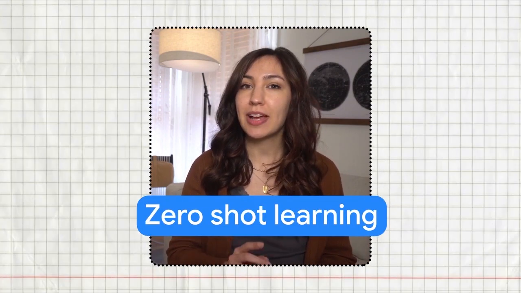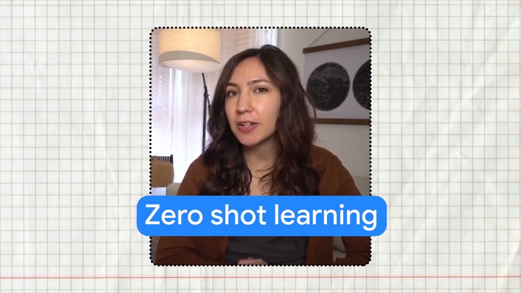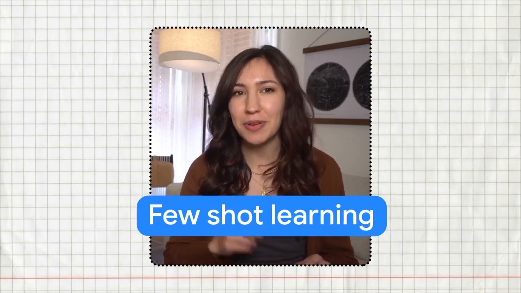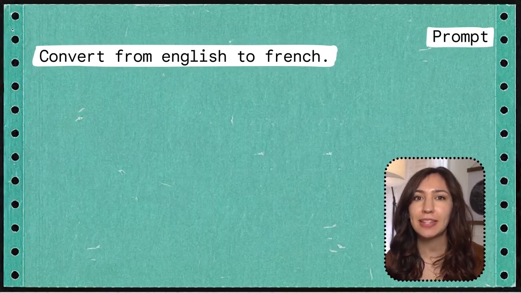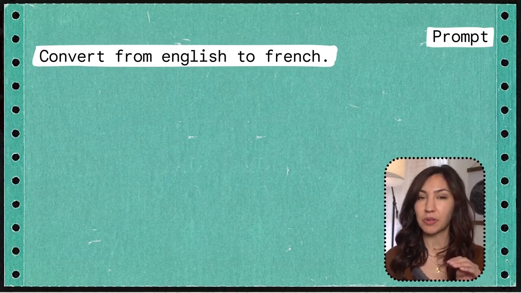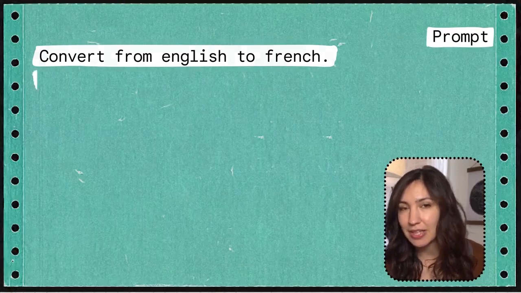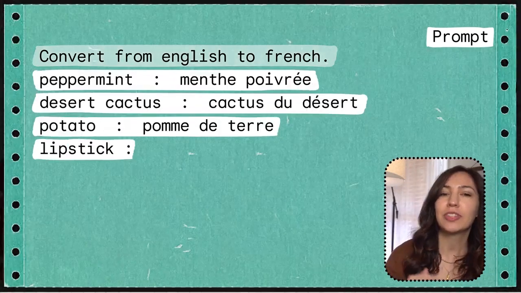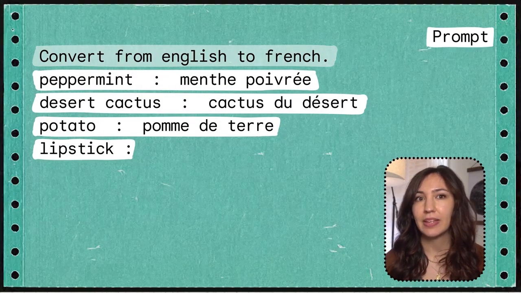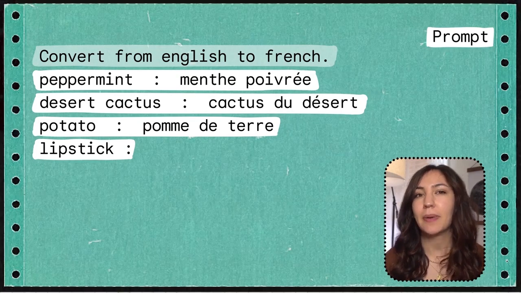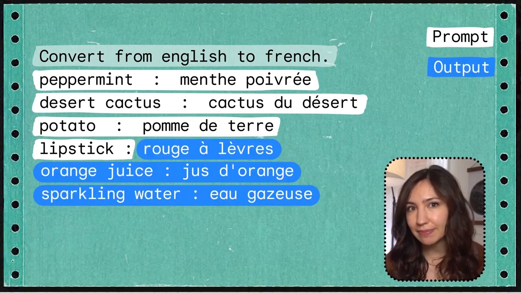But in addition to just providing an instruction, it can be helpful to show the model what you want by adding examples. This is called few-shot learning because we show the model a few examples. Like, here's a prompt for translating from English to French. First, we provide an instruction. Then we give some examples, establishing the text pattern. If we pass this prompt to an LLM like PaLM, we get back something like the following.